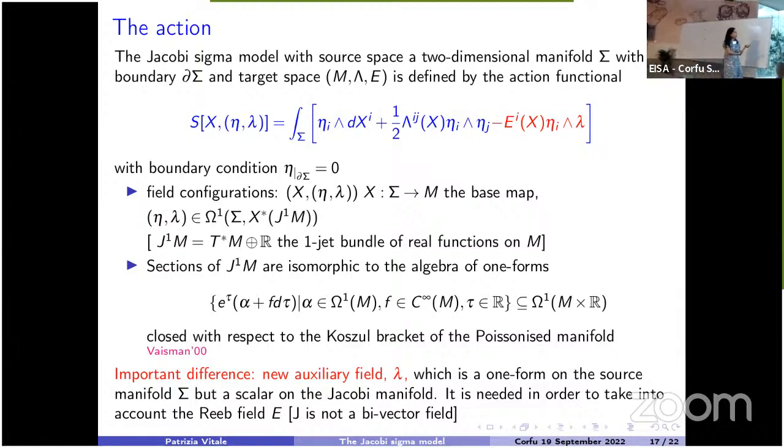So the important difference, as I already said, with respect to the Poisson sigma model is the necessity of this new auxiliary field lambda. This lambda is a one form on the source manifold, the same as eta, but it is a scalar on the Jacobi manifold. And it is needed because J is not a bivector field. So I need to pair this Reeb vector field with it.